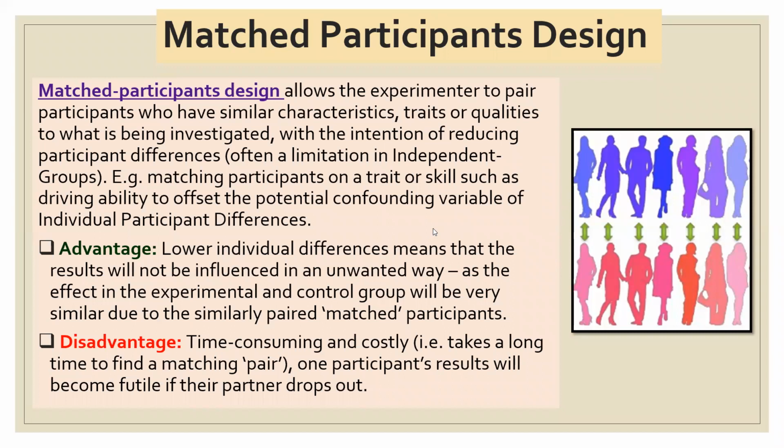A lot of the time in case studies, they will make some mention of ensuring that participants' IQ levels are as close as possible, or that all participants had a similar level of driving ability. They might use words like similar level, similar ability, or similar skill set. So there's some aspect there that gives you a hint that the researcher is trying to match the participants on a specific variable. We'll look at some of those examples next week as well.